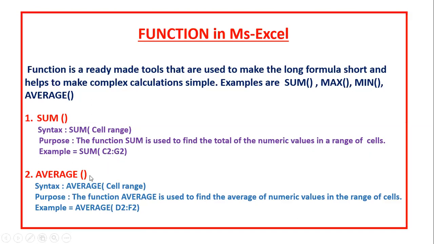Now come to the average function. The syntax is average and cell range. You have to type average, then give the cell range. You see the example here: equal to average D2 colon F2. So from D2 to F2 you have to calculate the average. And the purpose of average is that it is used to find the average of numeric values in the range of cells.